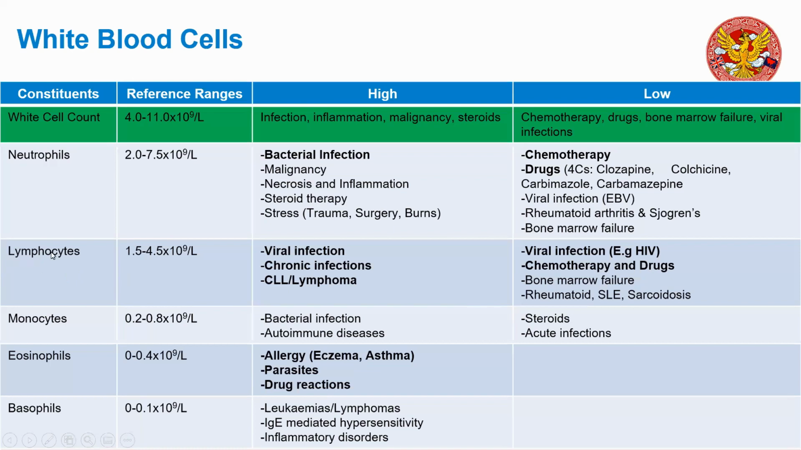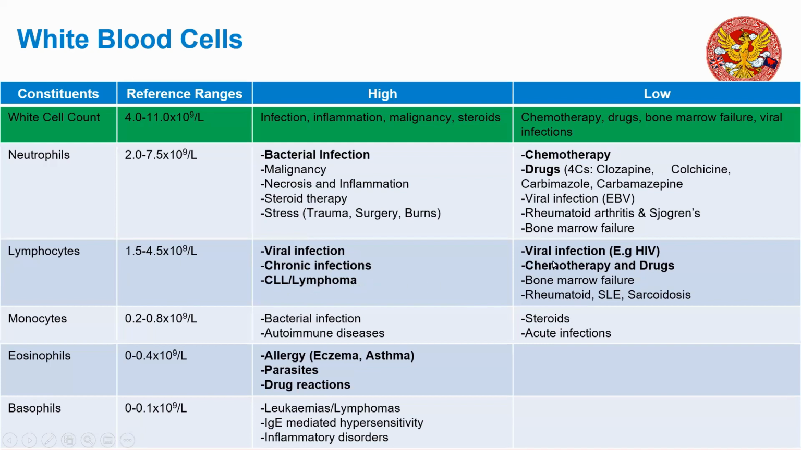The next in line, your lymphocytes, is more associated with chronic processes. If you see a raised lymphocyte count, you're thinking more of a viral infection or more chronic infections. Lymphocytes come onto the stage much later on. The neutrophils usually are there first to deal with an infection, and then the lymphocytes come in to finish it off. So generally, chronic inflammatory conditions or chronic infections are associated with a high lymphocyte count.